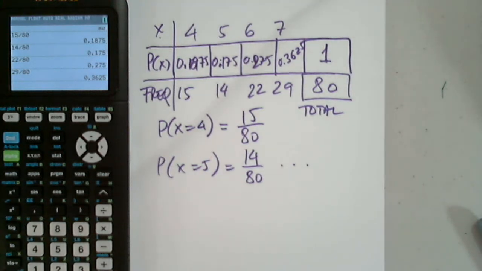So 0.1875, then 0.175, then 0.275, and the last one, 0.3625.